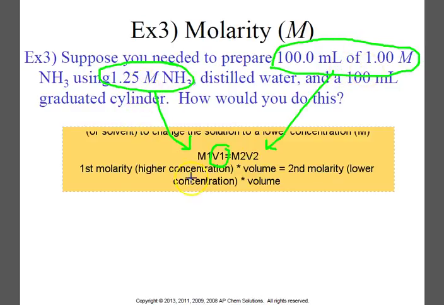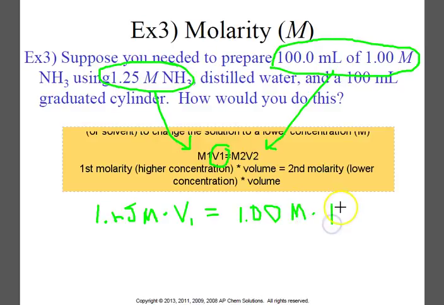So we're going to take this 1.25, that's our M1, 1.25, sorry for the typing, that's molarity, times, we don't know how much of that we need. So we've got our unknown V1, and that's usually the case. All right, and then for our second molarity, we want to create a 1 molar solution, and we want to create 100 milliliters of it. So that's going to be our second volume.